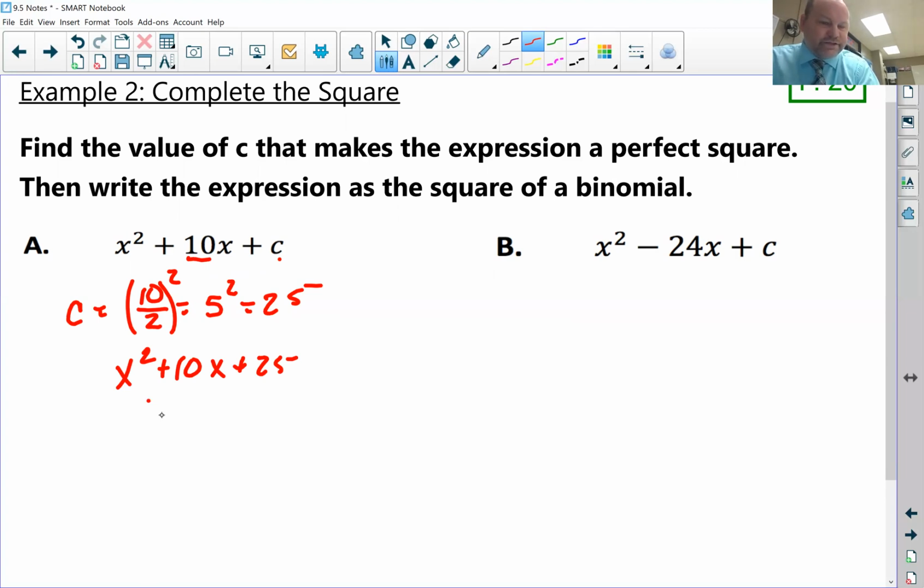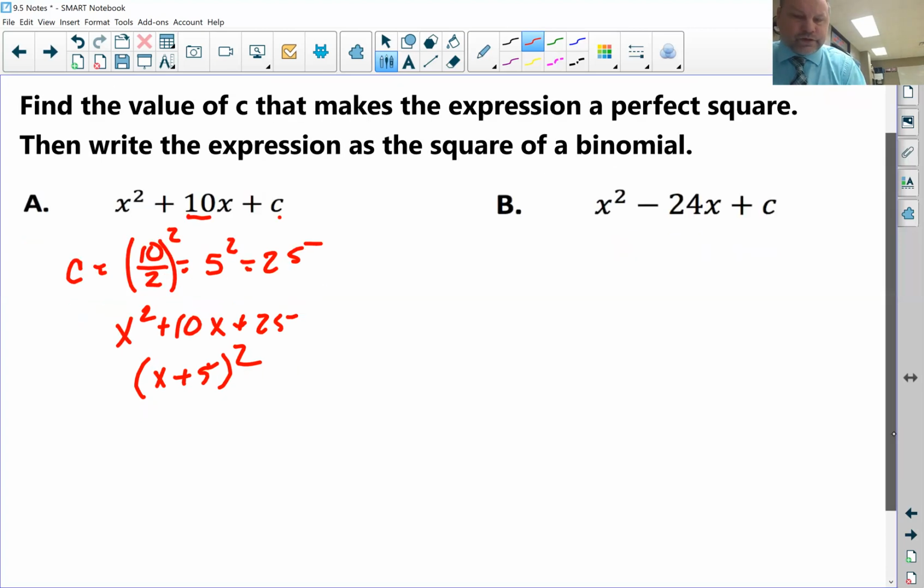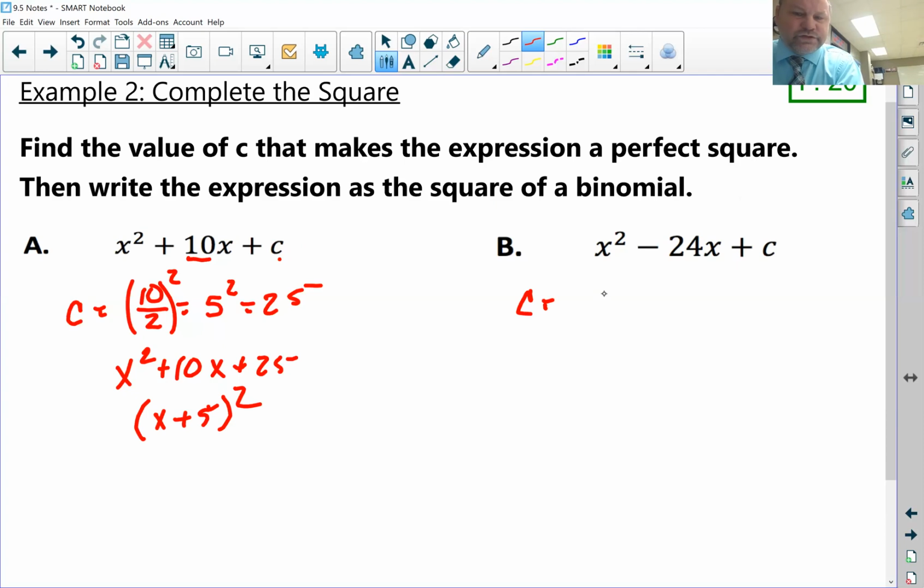And to write it as the square of a binomial, that's the factored form. X plus 5 squared. So for letter B, C equals (negative 24 divided by 2) squared. And notice the parentheses. The parentheses are important.